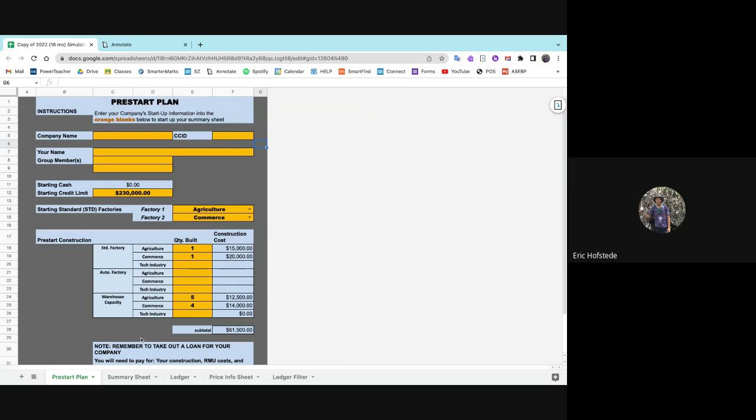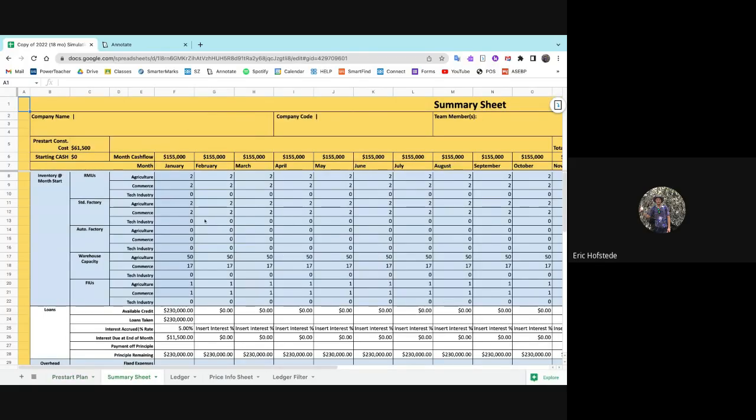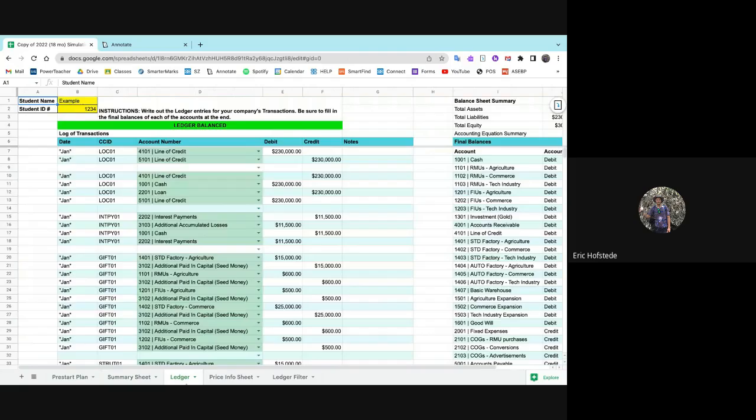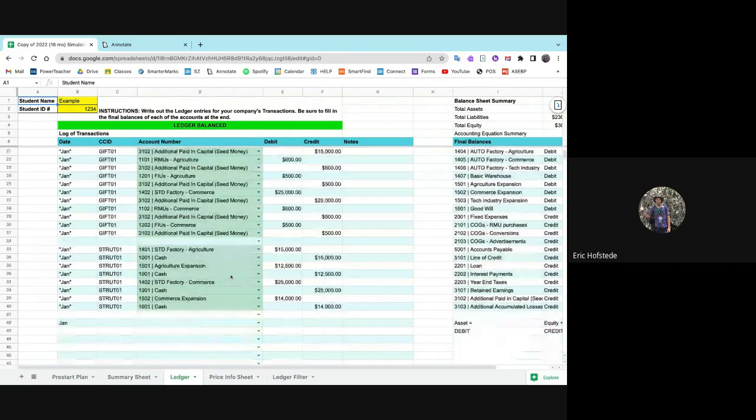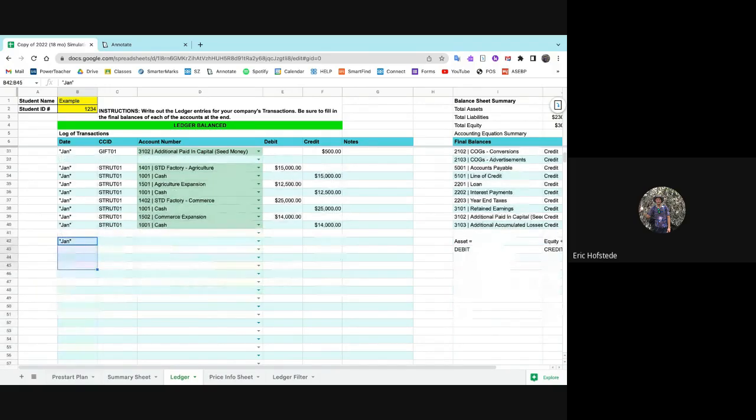All right, so we've entered all of the information from our pre-start plan and the beginning of January into our ledger. And now the simulation has begun. So we're still technically in January, so we can get some more of these dates pasted in. So Control C, Control V, and you can actually select a bunch. I'm thinking I'm going to need a couple of these. All right, and what's next?